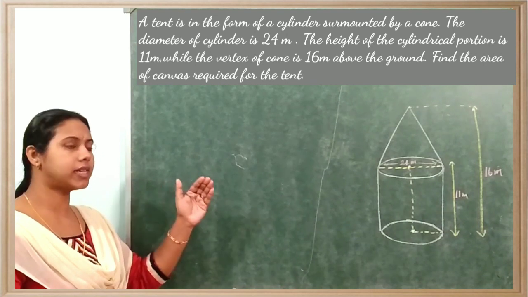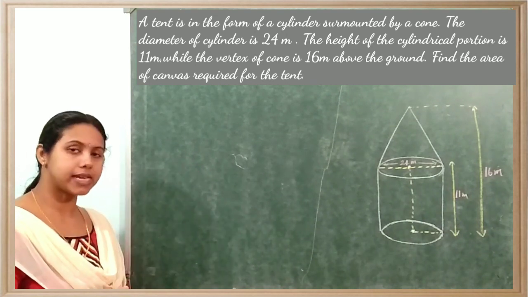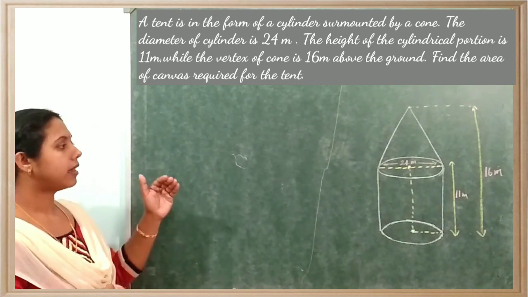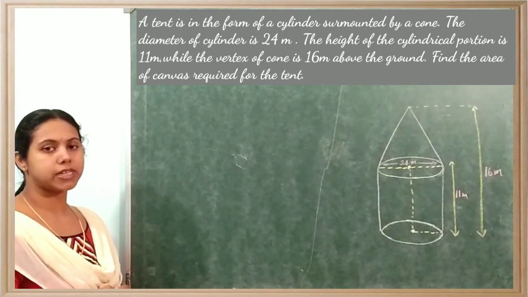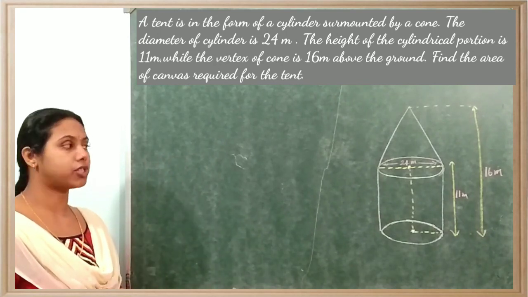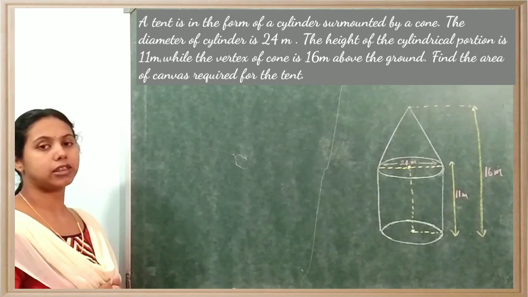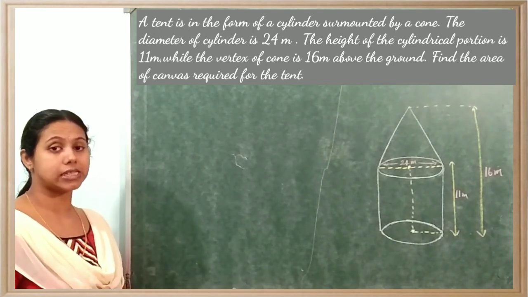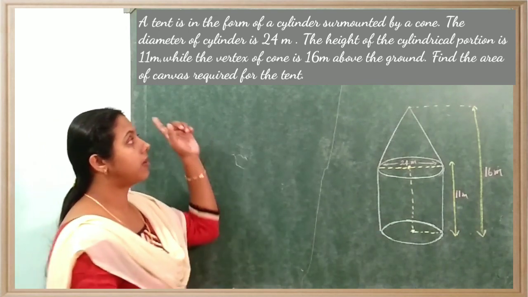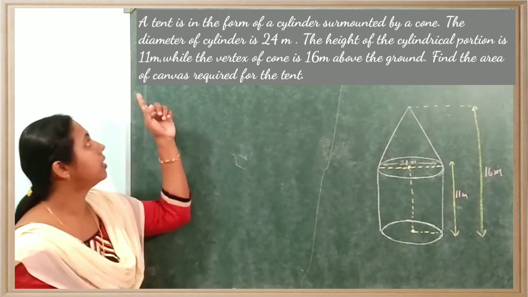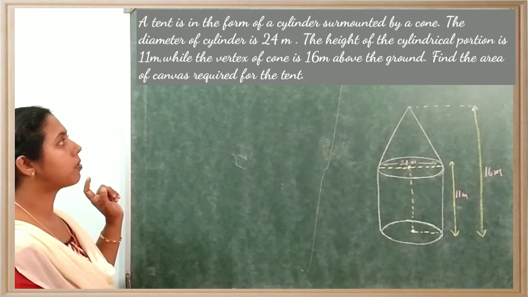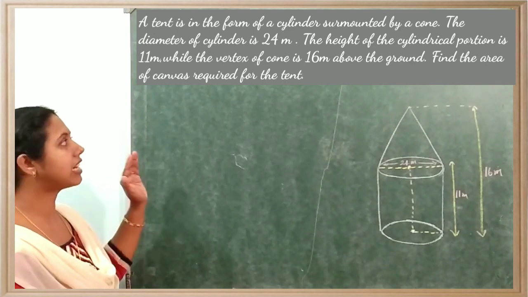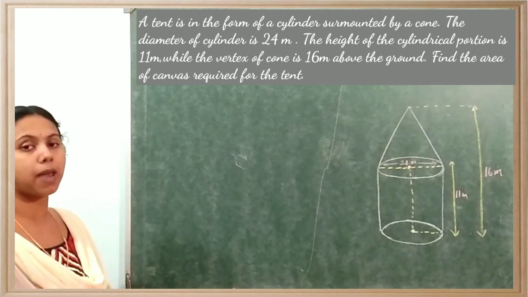That means the cone is standing on the top of a cylinder. The height of the cylindrical portion is given for you, that is 11 meter. And the total length of the solid, or that tent, is given, that is 60 meter. That means it's given like this. The height of the cylindrical portion is 11 meter, while the vertex of the cone is 16 meter above the ground.